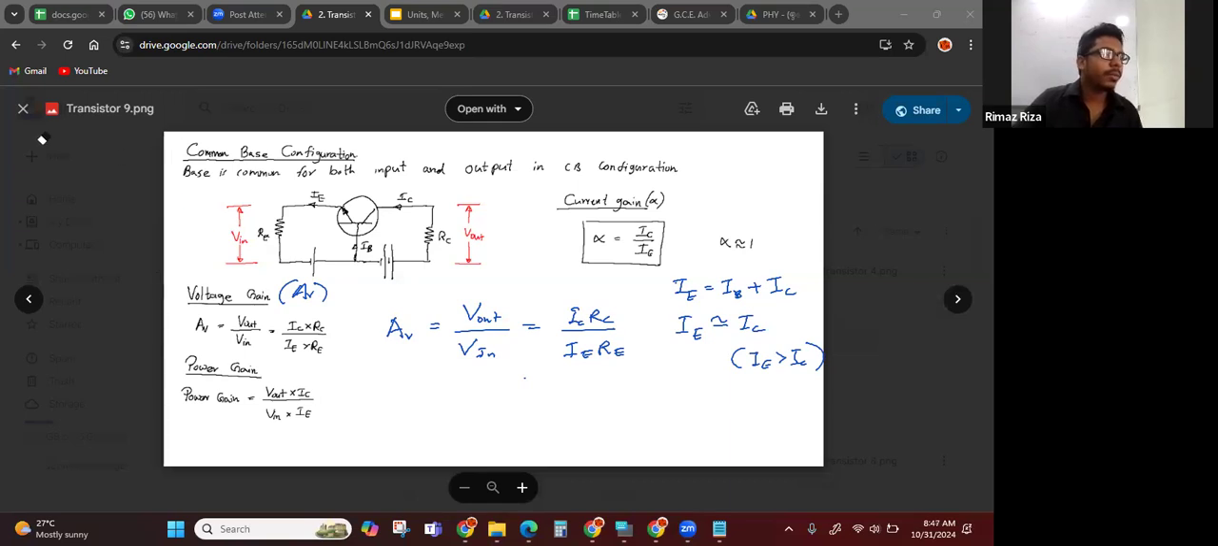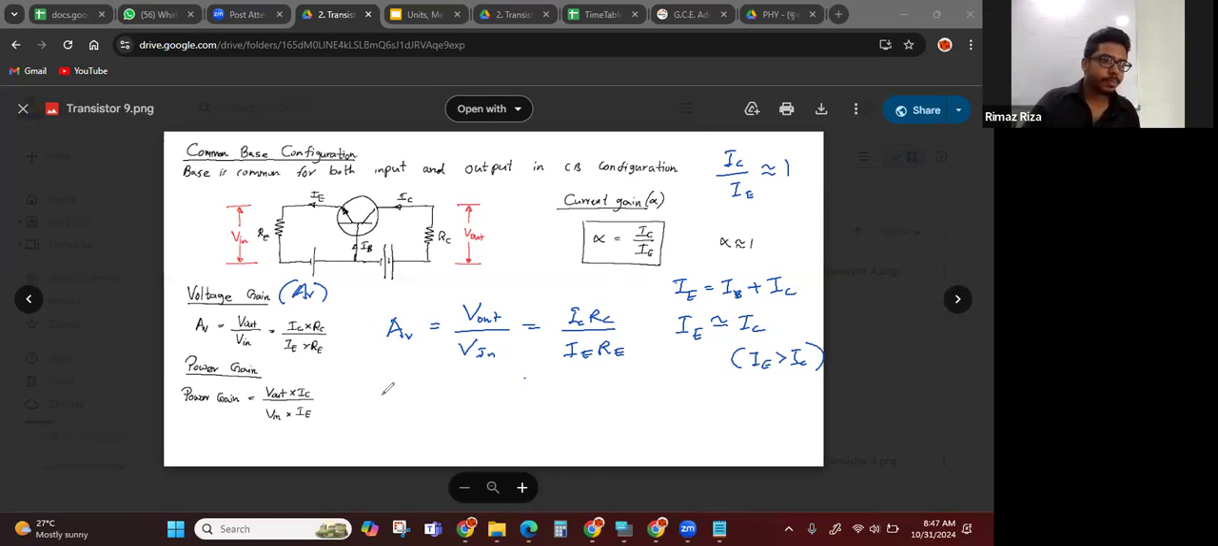And then the current gain, here we take alpha, is output current divided by input current. The output current is the current through RC, IC, divided by IE. So this is approximately equal to 1, because they are more or less the same.